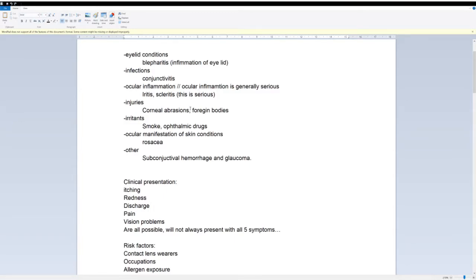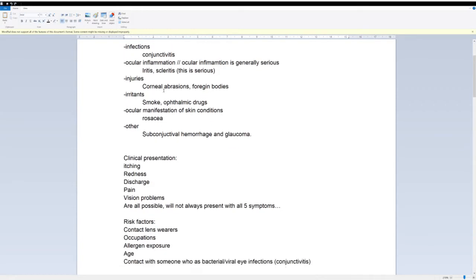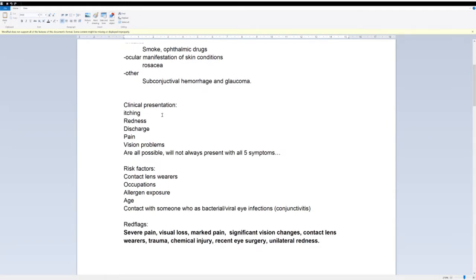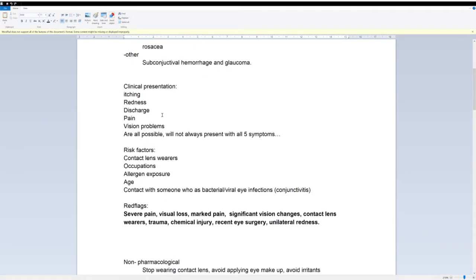And ocular inflammation, that's more of a serious condition. That's grounds for referral to an optometrist. That could also be a reason. And more commonly, foreign bodies, corneal abrasion, smoke, and other ophthalmic drugs, rosacea. Those could also be causes for red eye. It's a very general sign, and like I said earlier, it can be presented with other ophthalmic conditions. It's one of the most common signs.